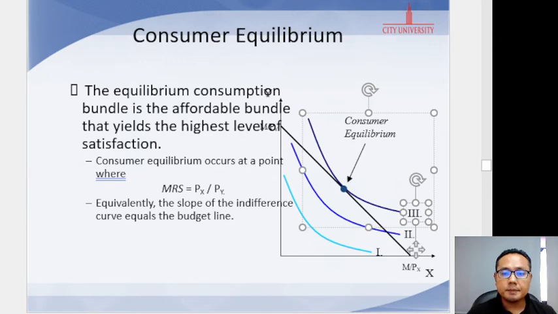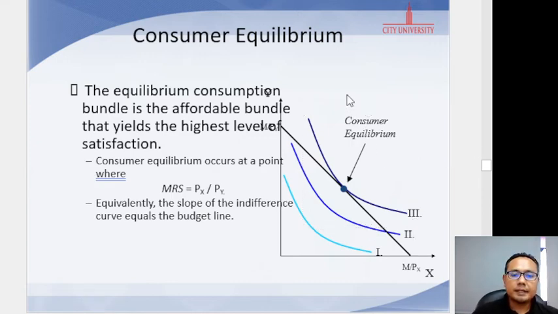So an important property of consumer equilibrium is that at the equilibrium consumption bundle, the slope of the indifference curve is equal to the slope of the budget line. So we hope that we can guess this point, the consumer equilibrium. The slope of the indifference curve equals the slope of the budget line.